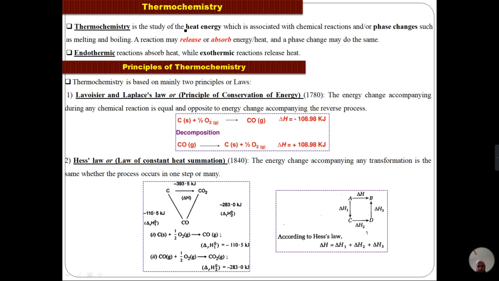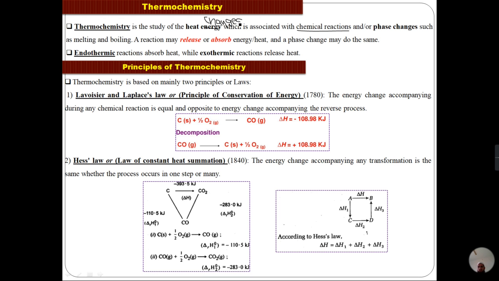So thermochemistry is a study of heat energy, or it's a study of heat changes. You can write it's a study of heat energy which is associated with chemical reactions. Means you can write the study of heat changes. That will be much better. So it's the study of heat changes associated with any chemical reaction.